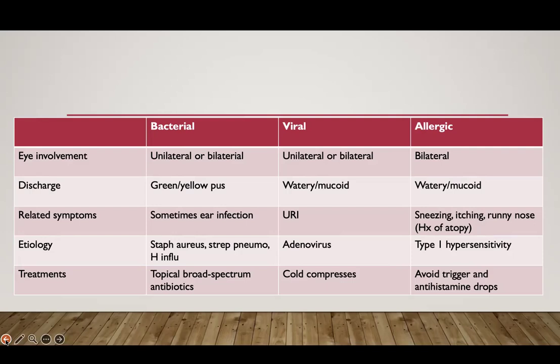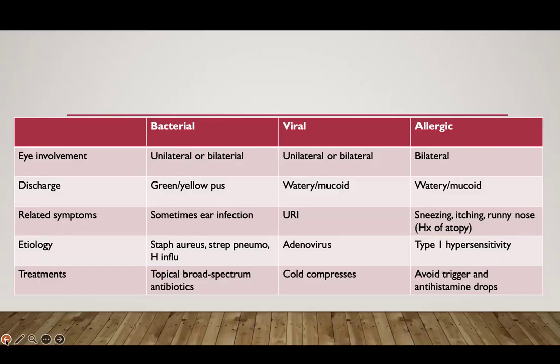For allergic conjunctivitis, you'll most likely see a history of atopy, right? Either the patient has a history of asthma or allergic rhinitis, and there might be some other related symptoms such as sneezing, itching, a runny nose, right? Because remember, itching is because it is a type 1 hypersensitivity reaction. So if you see itching and sneezing, that's most likely allergic conjunctivitis.